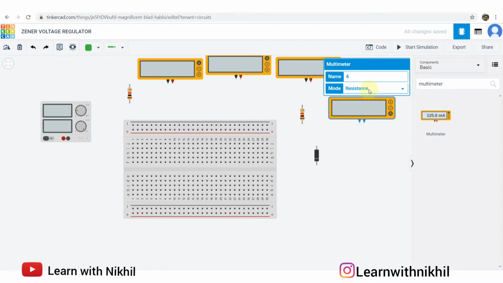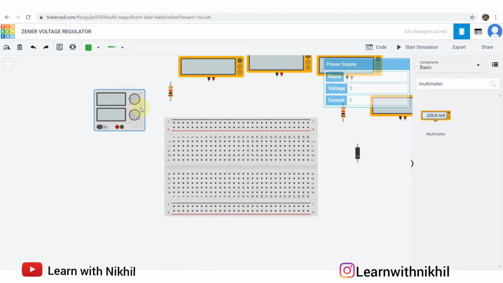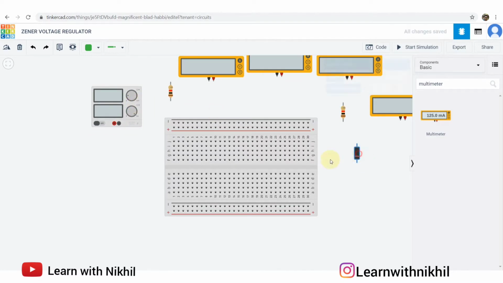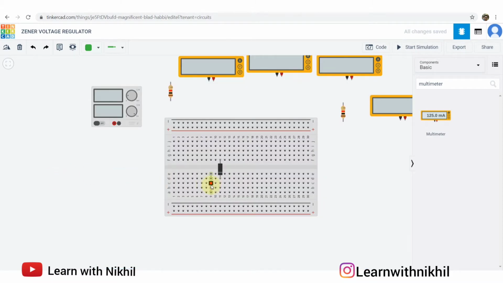Now first we'll start with the connections. We'll attach the Zener diode here. As per the circuit, the negative is on the upper side, positive is attached to the ground. So according to this, I'll rotate this. Negative is upward, positive I'll attach to this ground. This will be my common ground. Make this ground color as black.